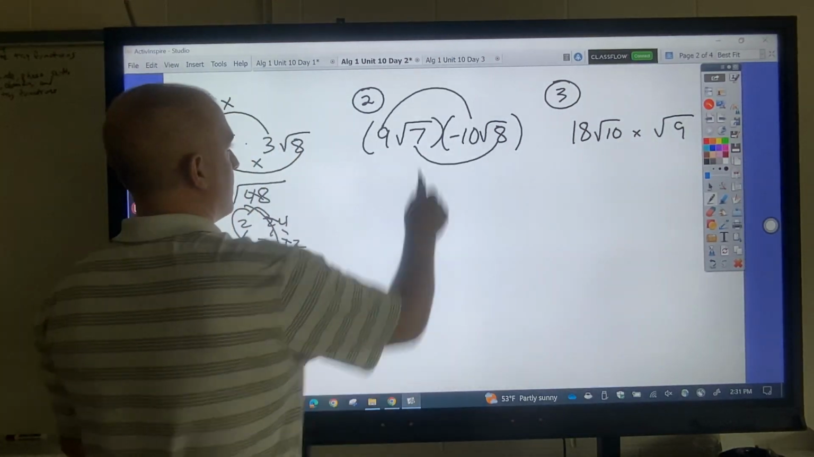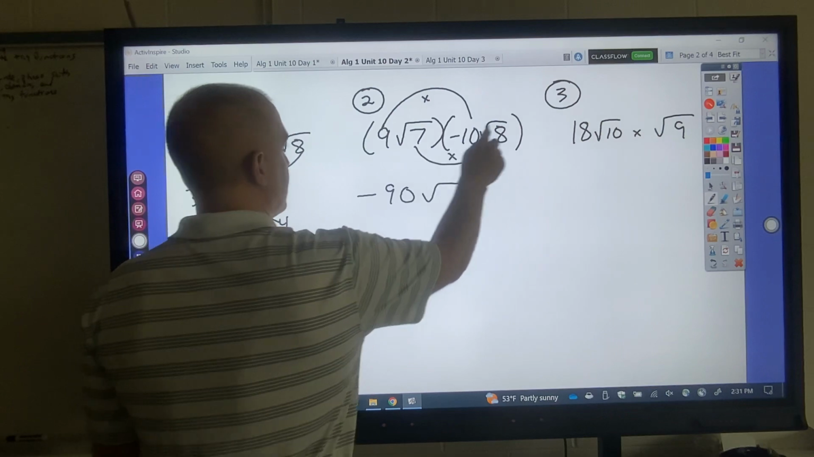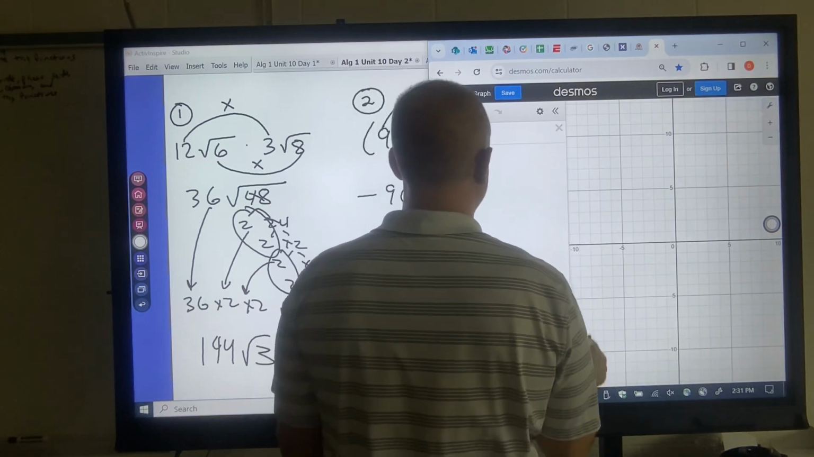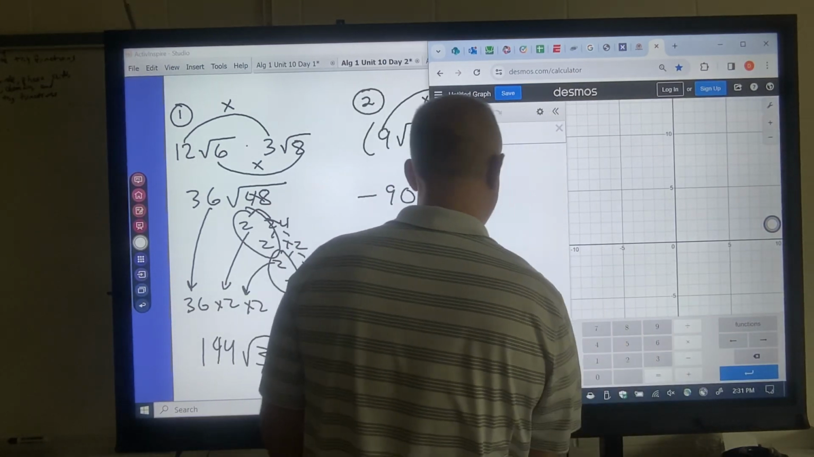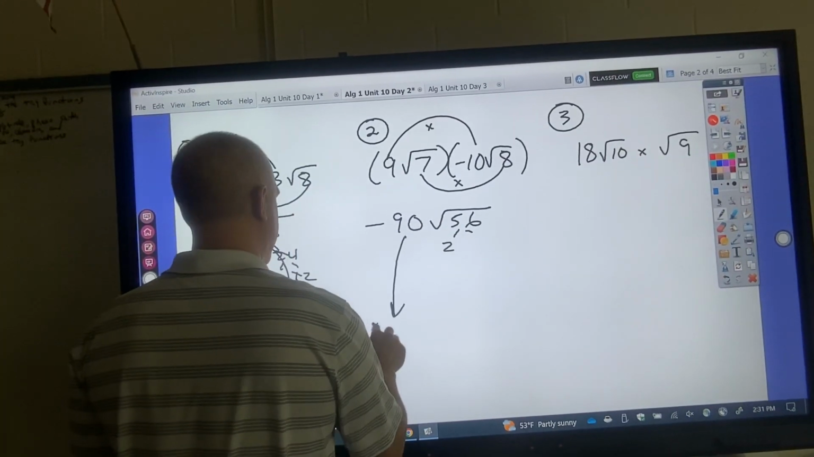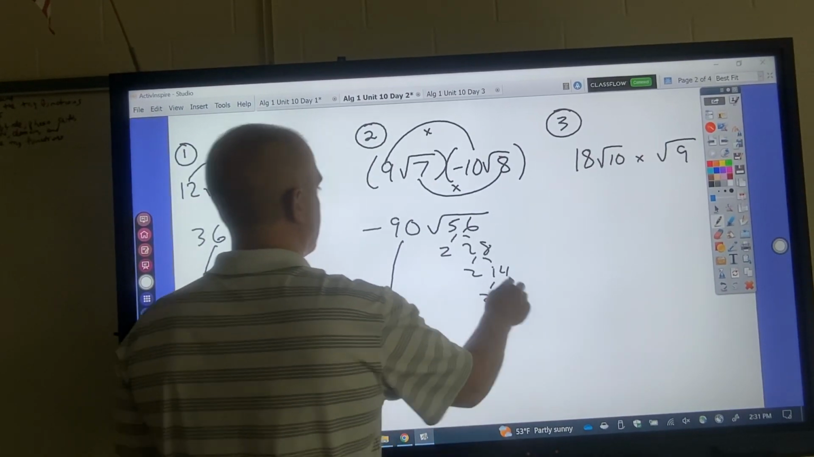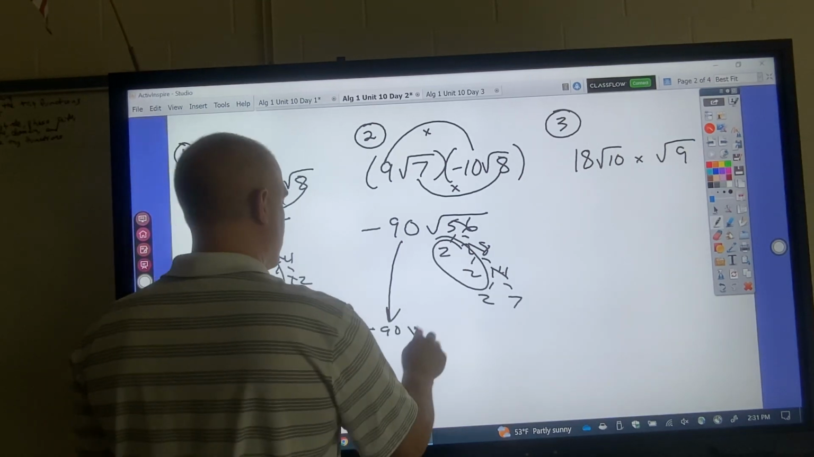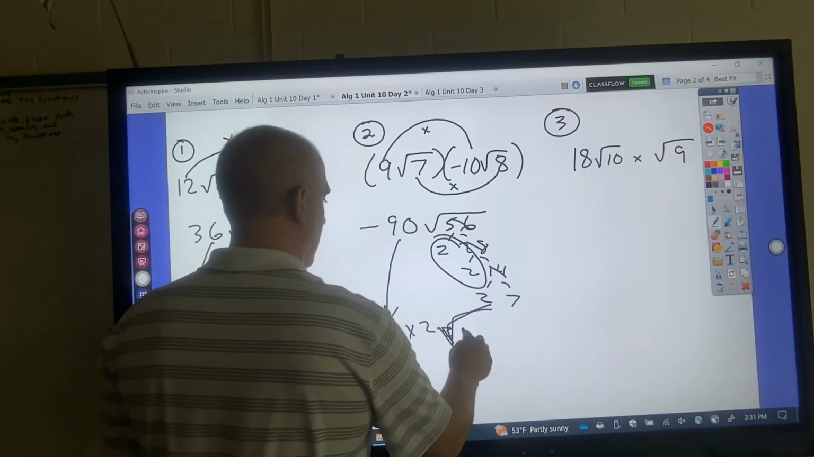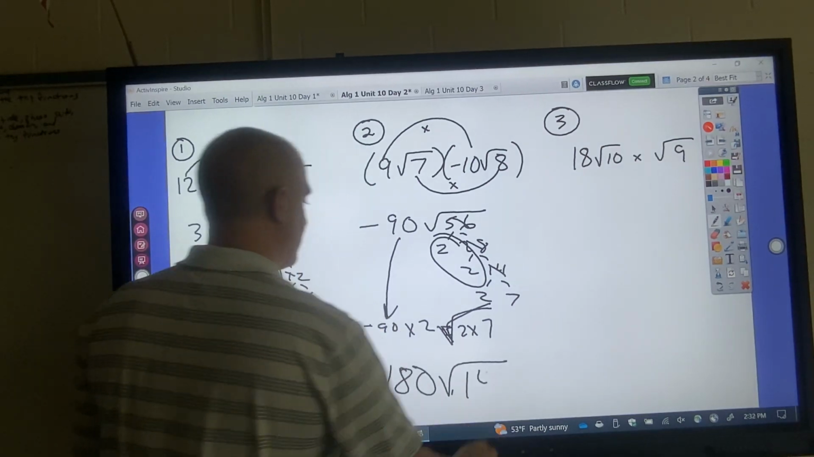9. So I'm going to multiply the 9s, multiply the 7s. 9 times negative 10 would be negative 90. 7 times 8 would be 56. All right. That's negative 90 automatically drops down. 2 and 28, 2 and 14, 2 and 7. Here's my pair. So that would join negative 90. Okay, my square root here, left over is 2 times 7. So that's going to be negative 180, square root of 14.